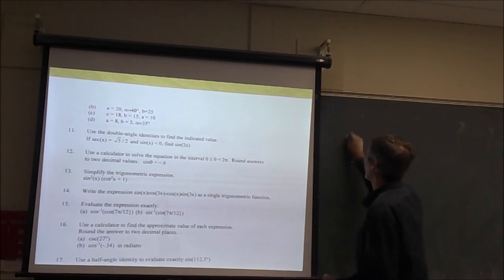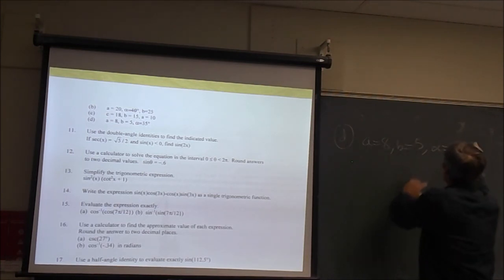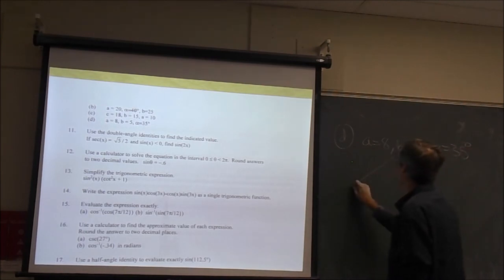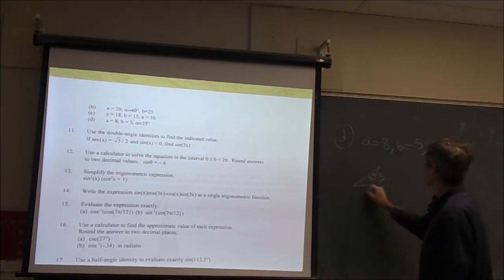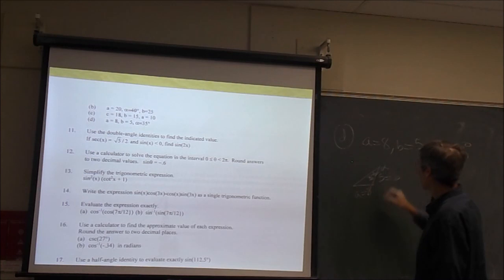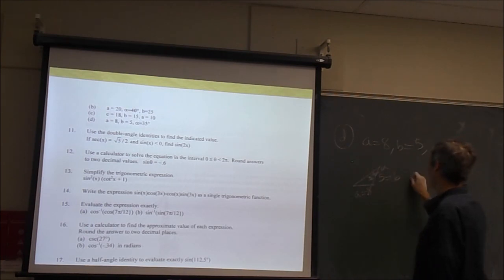How about problem D here? Suppose I told you A equals 8, B equals 5, alpha equals 35 degrees. Now what have I got? Well, I can draw a base. Here's maybe a side of 8. Here's maybe a side of 5. And maybe here's an angle of 35 degrees. This is A, B, and alpha opposite A. Now what I notice is I have side, side, angle. So it's a law of sines again.